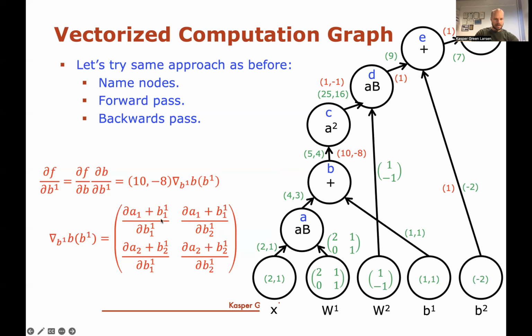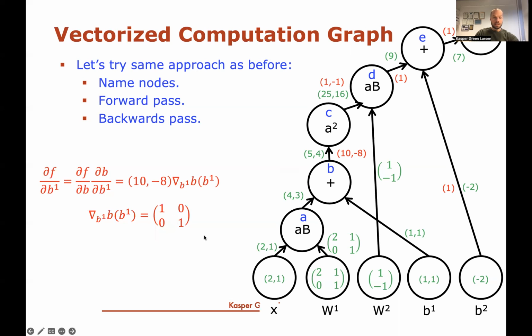And if we look at it, well, the first expression here, that's going to give us a 1. In the second expression, the second entry of b1 does not appear. So this is going to be 0. Similarly, down here in this corner, the first entry of b1 does not appear. So this is going to be 0. And down here, it's going to be 1. So this is just the identity matrix. Which means the partial derivative of f with respect to b1 is just the row vector 10, -8 that we got from above, times the identity matrix, giving us 10, -8.